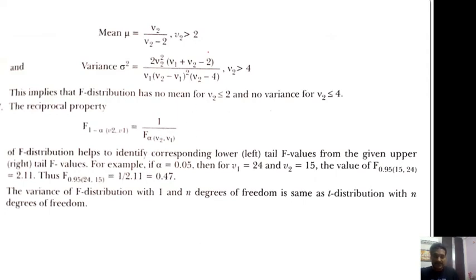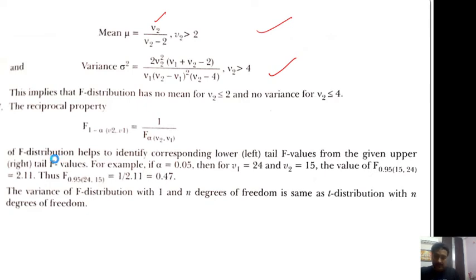The mean is v2 by v2 minus 2, where v2 is the degrees of freedom from the second sample and v2 is greater than 2. Variance would again be dependent on the degrees of freedom, v1 and v2. These are actually related to your sample sizes. This implies that the F distribution has no mean for v2 less than or equal to 2 and no variance for v2 less than or equal to 4. This is a very important property of the F distribution.